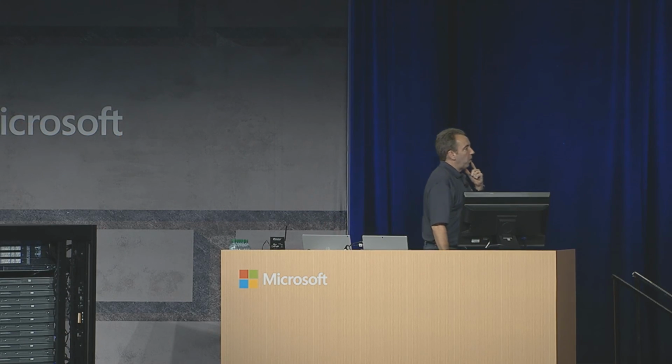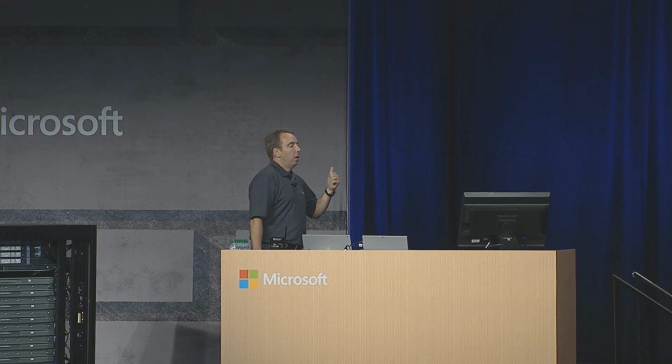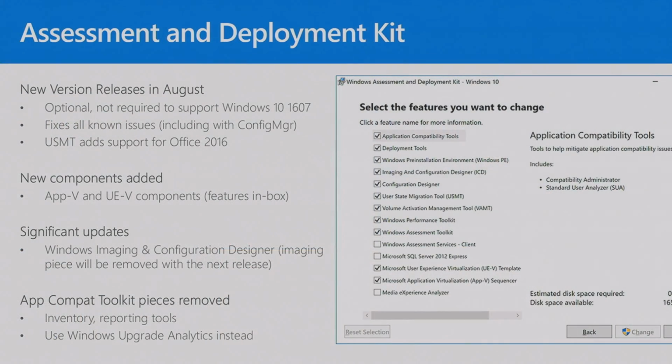When we look at traditional deployment, we're now back to things like the ADK, MDT, Config Manager, things like that. When it comes to the Assessment and Deployment Kit, we did release a new version with Windows 10 1607. You can continue to use the 1511 version of the ADK to deploy 1607 if you want, but we'd prefer you upgrade to the new version because it does fix all known issues, including one that broke Windows PE for Config Manager, which was a bit of a pain to update Config Manager to add a file into it. But the new 1607 ADK Windows PE fixes that. It also adds Office 2016 support to USMT.